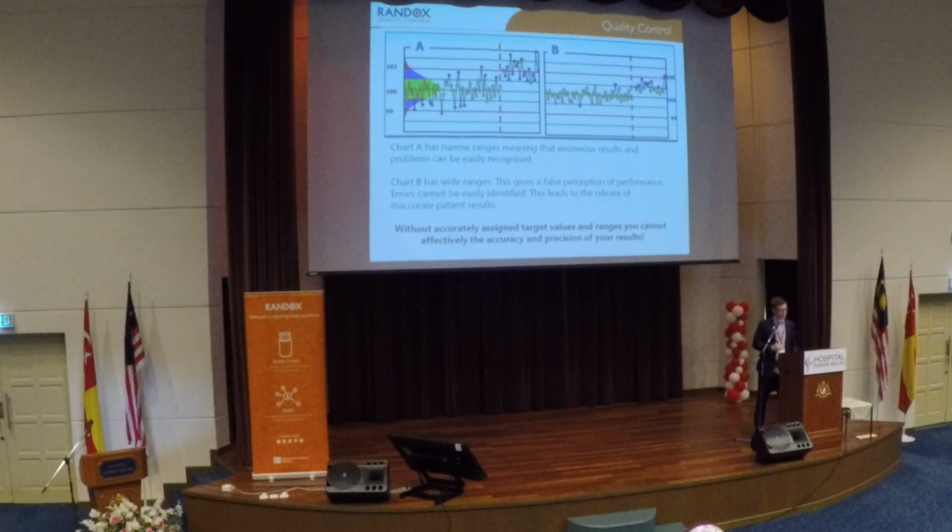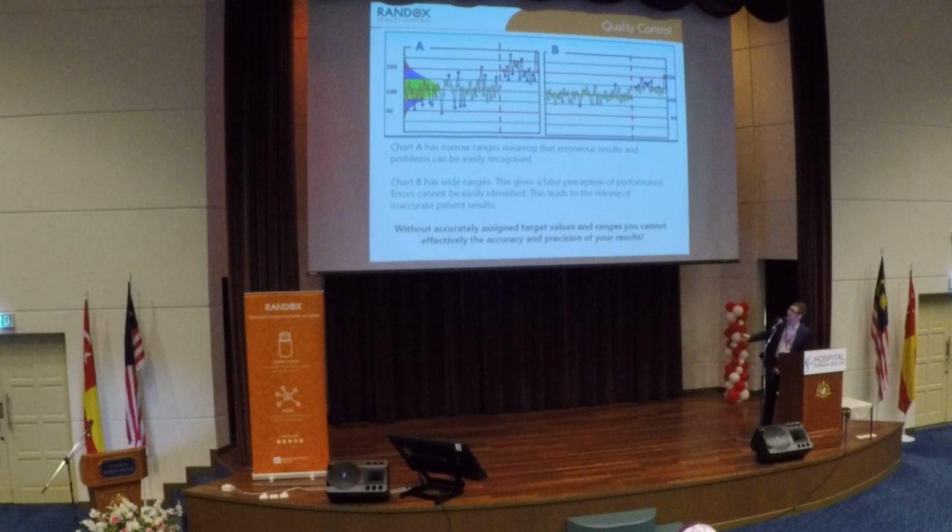Ranges assigned to it, which means that errors and problems can be much more easily recognized, whereas chart B has very wide ranges, and this gives us a false perception of performance. So errors cannot be as easily identified on chart B, and this leads to the release of inaccurate patient results.